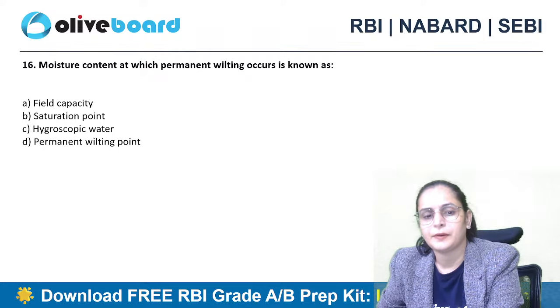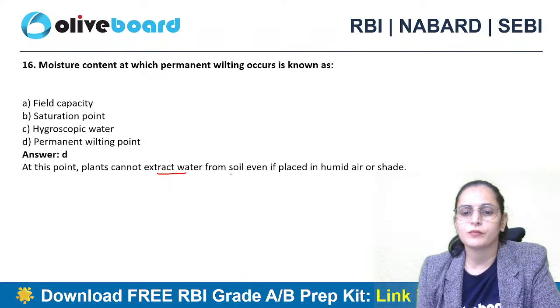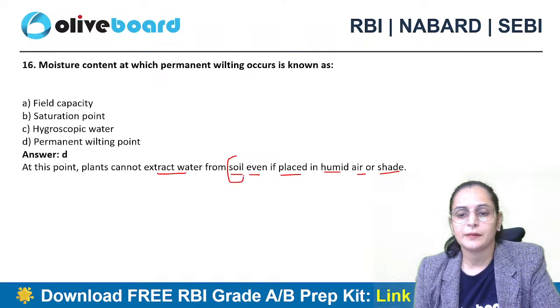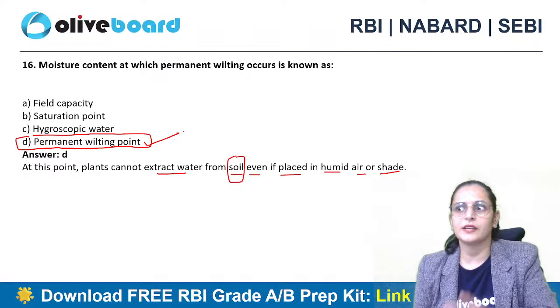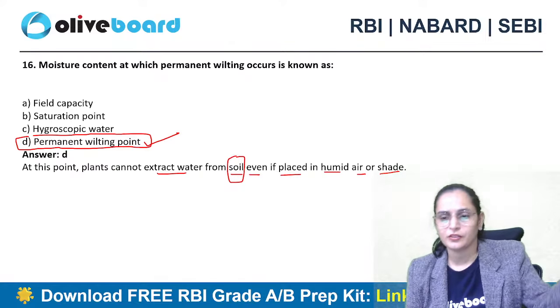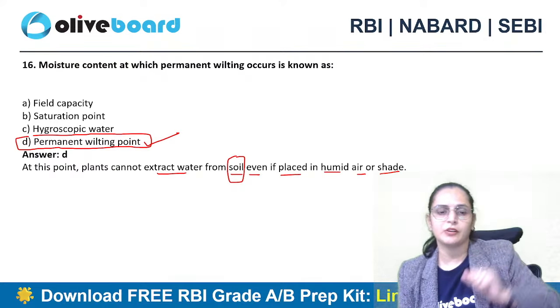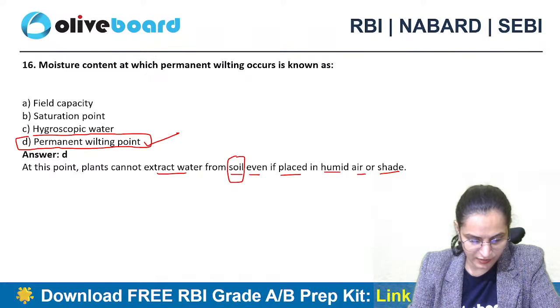When will the permanent wilting start? At this point, the plant cannot extract water from the soil even if placed in humid air or shade. At this time, the plant will not be able to extract the water from the soil, from the things that you are providing to it. So that is the permanent wilting stage. You might have seen some plants: you are adding water to it, placing it in humid air, giving it shade, but the permanent wilting has occurred. Now the plant will not survive at all. So this is option number D. Yeah, Debyojit, your answer is correct.